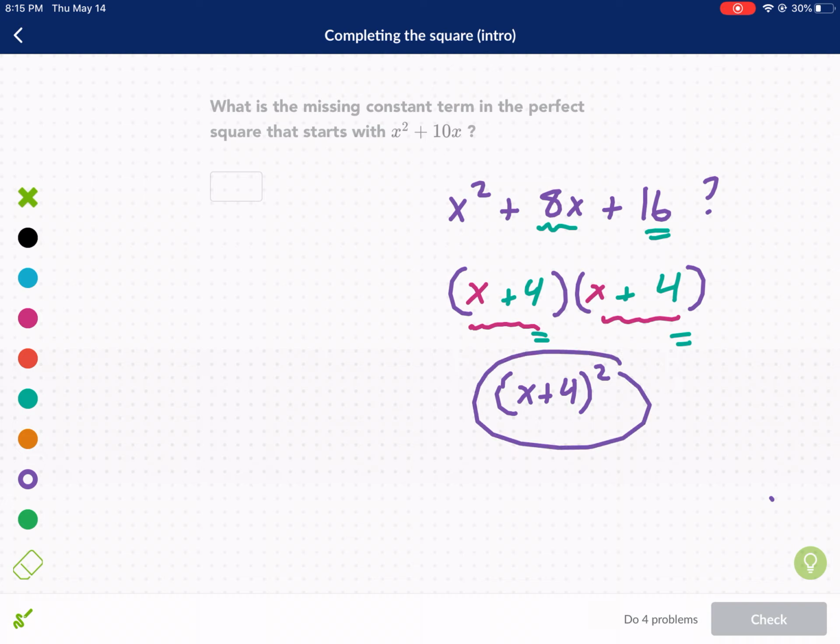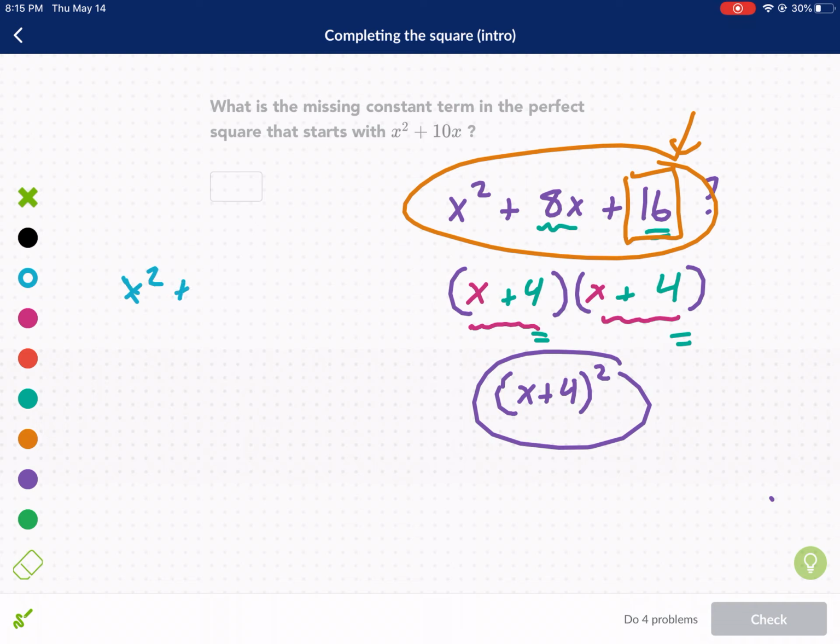So when it's talking about completing the square, we're talking about adding some sort of number that will make the whole thing a perfect square trinomial. Now, we're just thinking about the constant. So if our example is x squared plus 10x, we're trying to think, okay, what number would make this a perfect square trinomial? Well, what's the pattern?